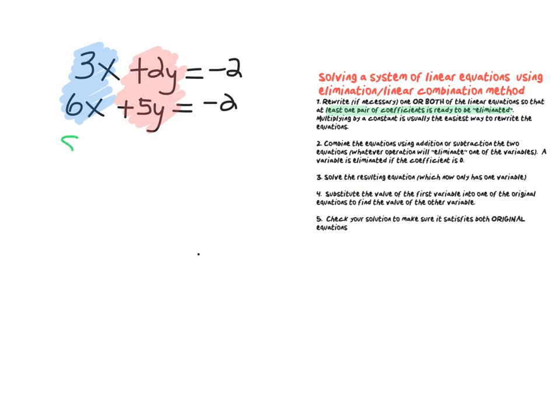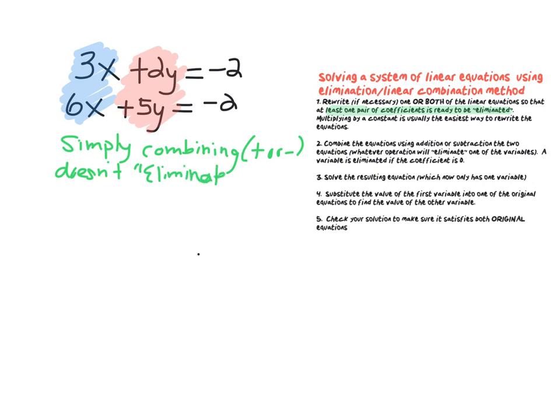Simply combining these equations, just using addition or subtraction, doesn't eliminate a variable. So that's what step number 1 is telling us: we might need to rewrite. So in this case, we need to rewrite.